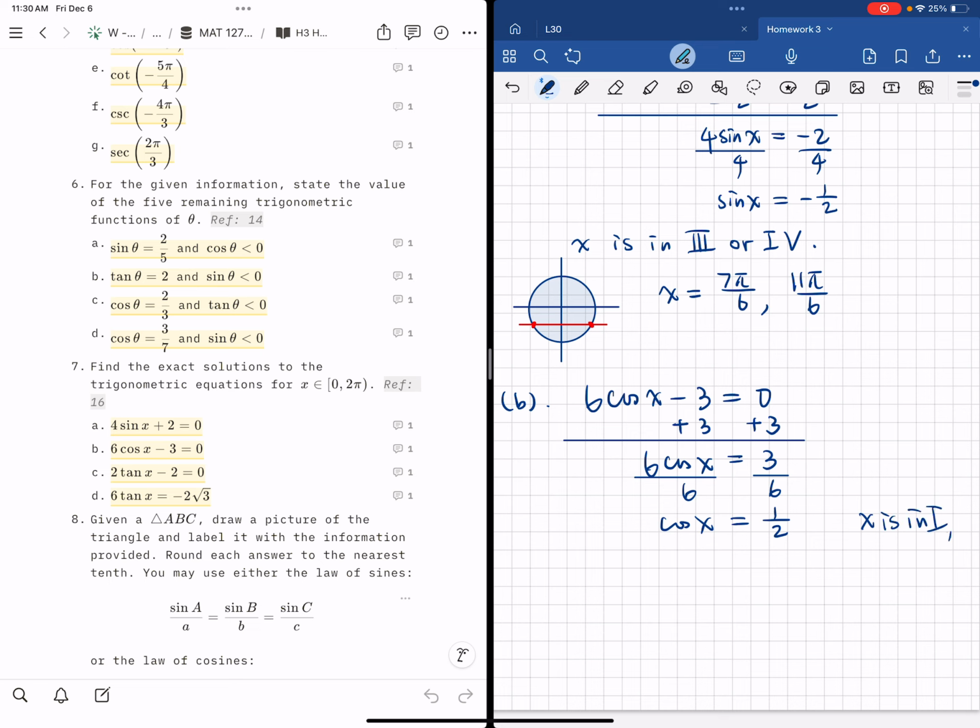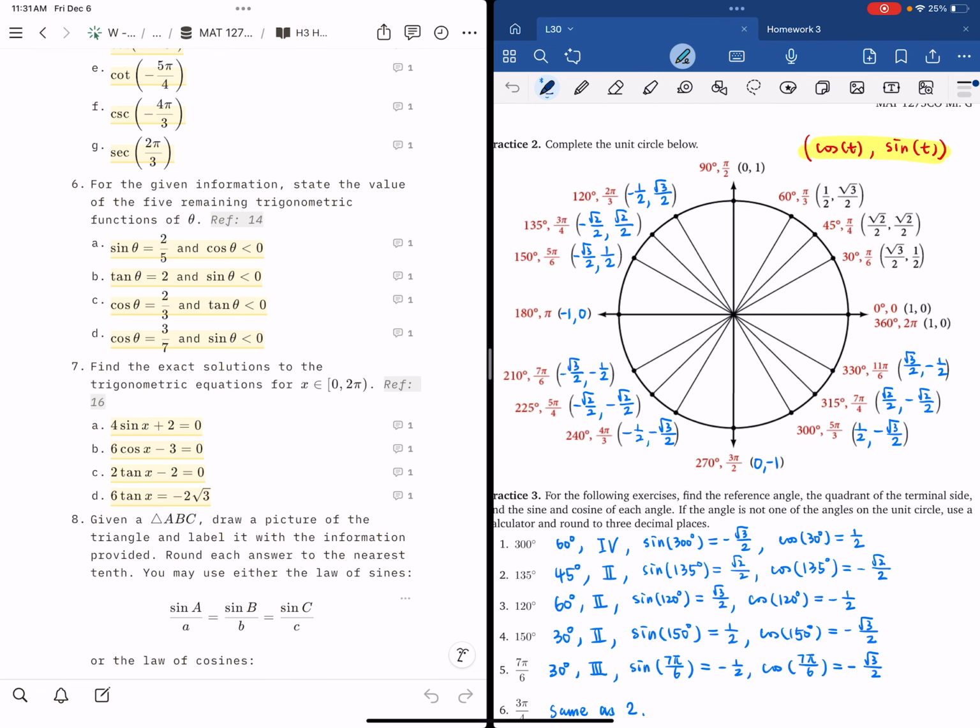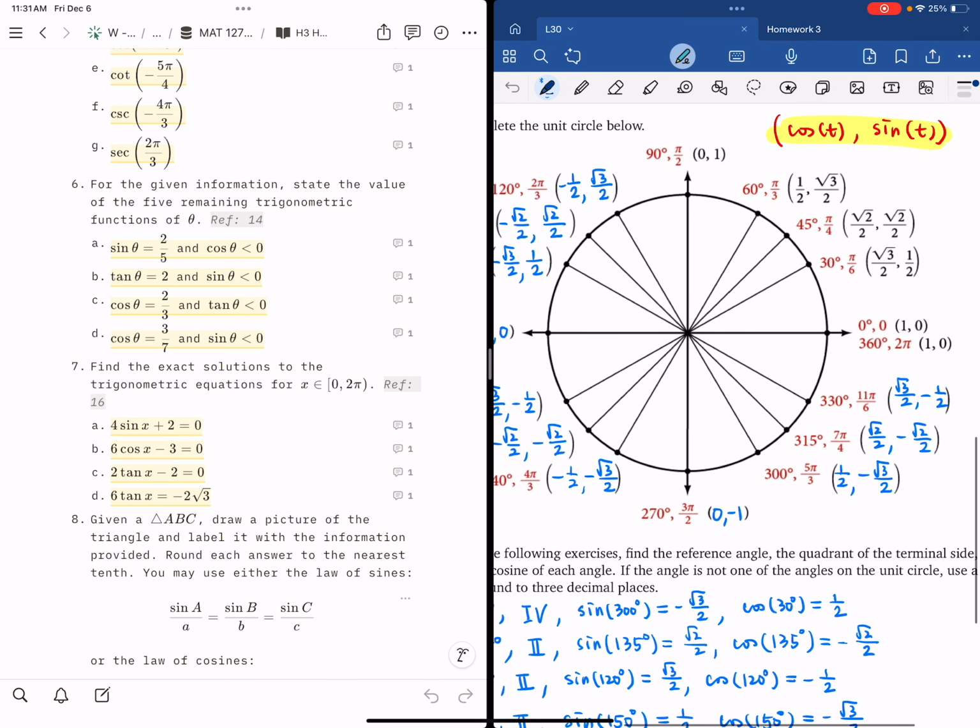Cosine is 1 over 2, meaning that your x is in the 1st or 4th quadrant. And then we could do a visual right here. And I'm going to use red. So it will be approximately right here, right here. And then you have two angles. I'm going to use, again, the unit circle to write my answer. X equals, I'm going to do the radians. So we're looking for 1 over 2 for the x coordinate. That would be pi over 3 and 5 pi over 3.